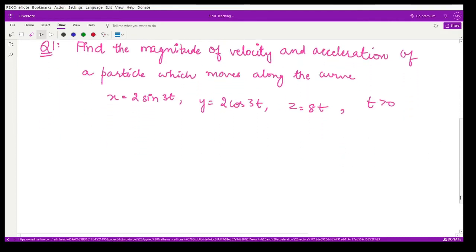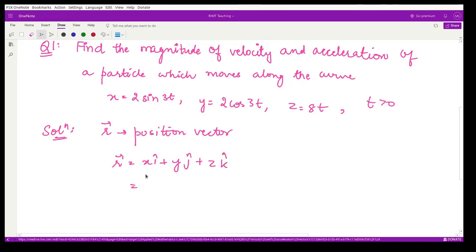So here, this is the position. First of all, we have to construct the position vector. Let r represent the position vector, so you could define this to be equal to x i cap plus y j cap plus z k cap. Now you are given the values of x, that is 2 sine 3t, so this becomes 2 sine 3t i cap, then you have 2 cos 3t j cap, and then you have 8t k cap. This defines your position vector.